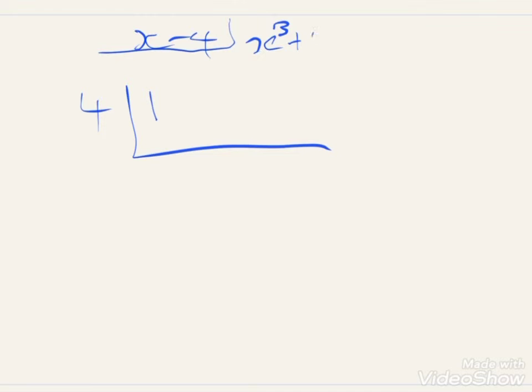Just write up 4, then write 1. We're supposed to look at x cubed plus 0x squared minus 7x minus 6. I'm fixing 0x squared here, because that shows there is supposed to be a quadratic term here, but it is being omitted. So I'll fix 0 as its coefficient here, then minus 7 and minus 6. Hope this is well understood.